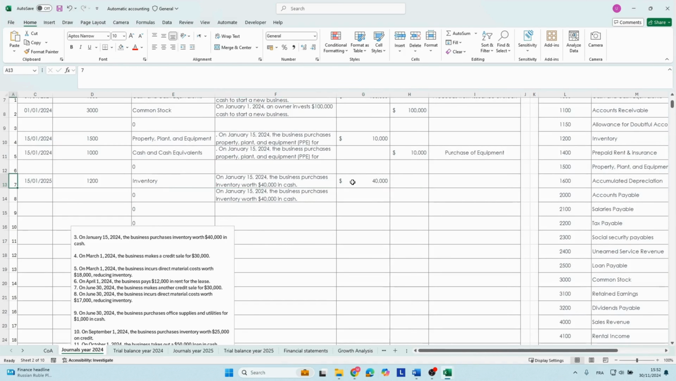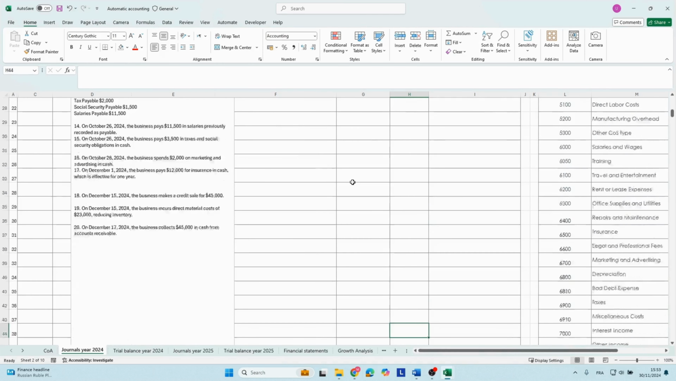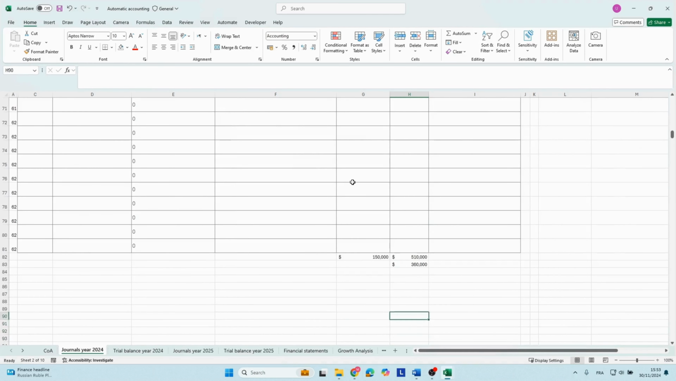Then for the second line, we use the same period. We use the same date. Here we paid in cash. That means we will use the cash account or cash equivalent, the same amount, 40,000. Here I put by mistake 400,000. If we go below to the total, you see there is an error. So the total debit is not equal to the credit.